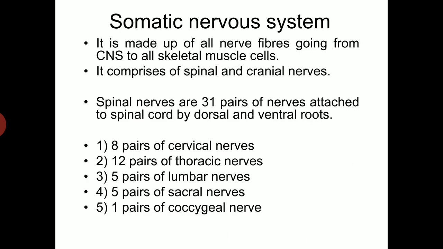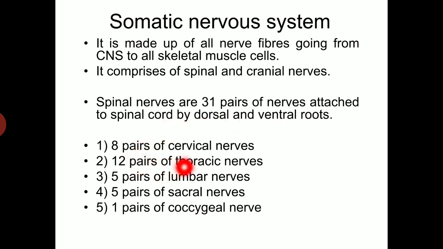Somatic nervous system, as we know, is made up of spinal and cranial nerves. So first, spinal nerves. Spinal nerves are 31 pairs, which are attached with the spinal cord by dorsal and ventral roots. So 8 pairs of cervical nerves are there. They are called cervical nerves because they originate from the cervical part of spinal cord.